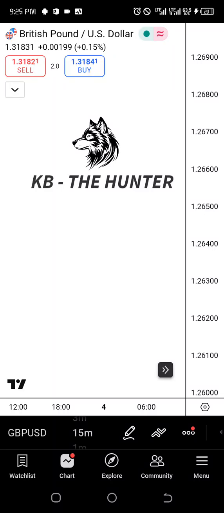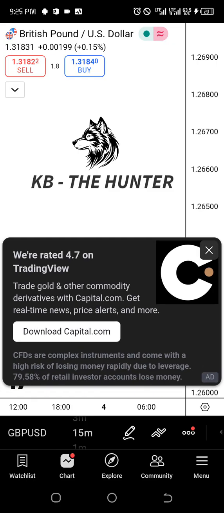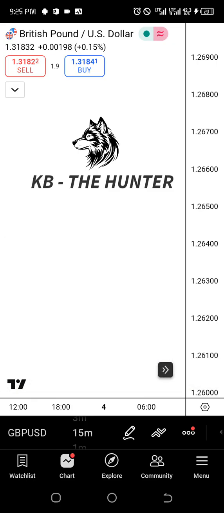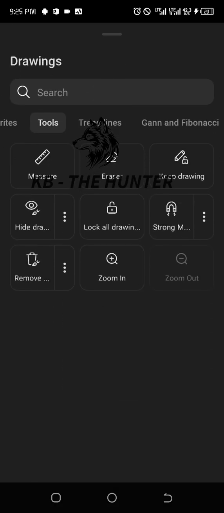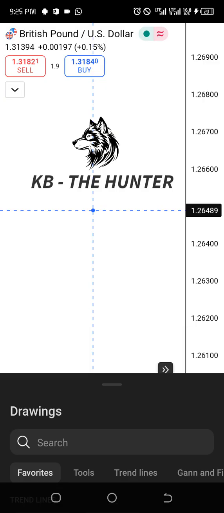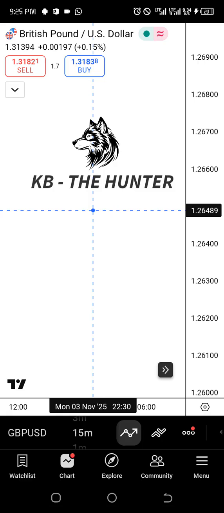This is KB here. Okay, so today I'll be talking about basic market structure. So what does the basic market structure look like? As you all know, we have two types of trends and then one consolidation.